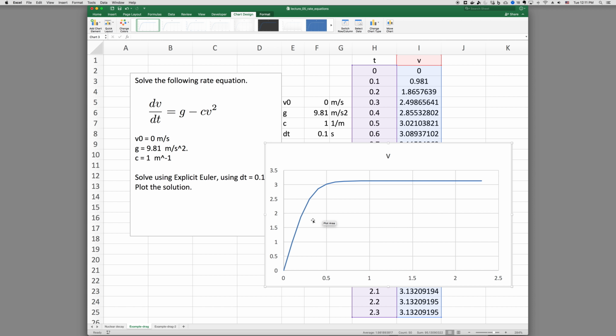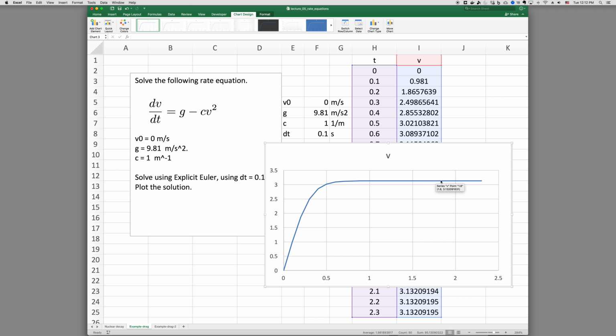Now it's worth looking at the equation and seeing if our solution makes sense. We have two terms, a gravitational acceleration and a drag term. At the very beginning, when the velocity is 0, there's no drag because v is 0, and we have only acceleration due to gravity, and we get a maximal slope. As we start to increase the velocity, this term becomes larger and larger and competes with g until at the very end it's the same size as g, and this whole term is 0, at which point the slope is 0, and that's what we get. It levels off to a slope of 0.